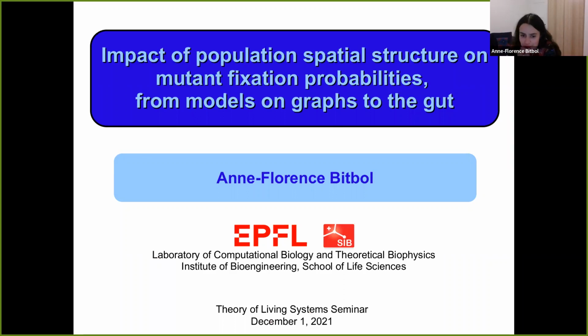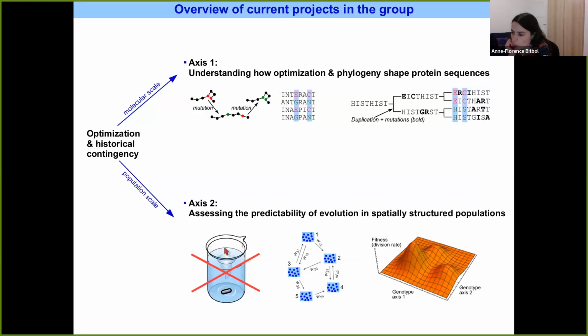Anyway, my lab is called the Laboratory of Computational Biology and Theoretical Biophysics at EPFL in Lausanne, Switzerland. I'm going to tell you about work on evolution of microbial populations, but very much modeling of this evolution. In fact, my lab works on evolution at two different scales. We work on the evolution of protein sequences first, where we aim to understand how optimization on the one hand and phylogeny on the other hand shape protein sequences. So that's our molecular scale project.